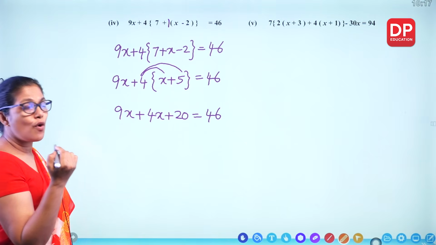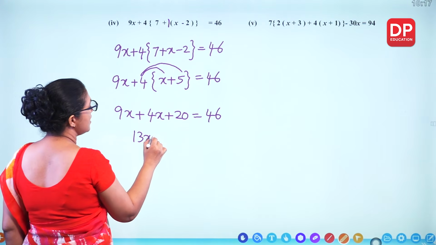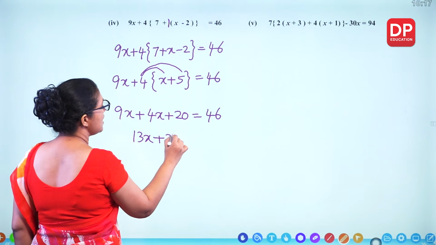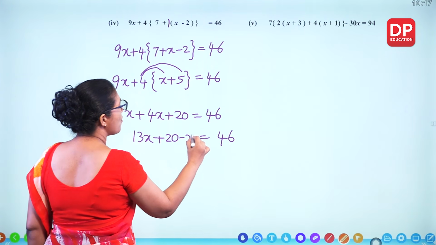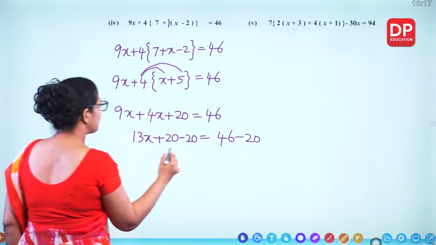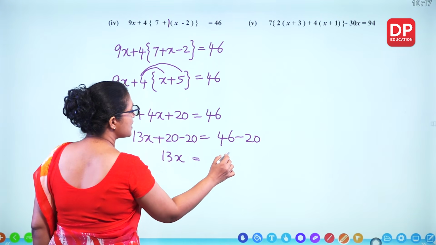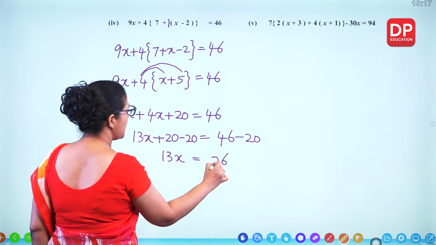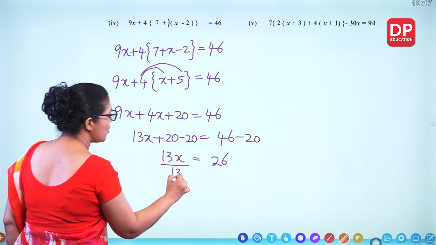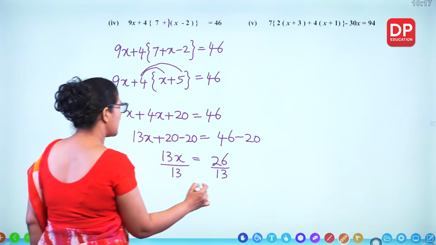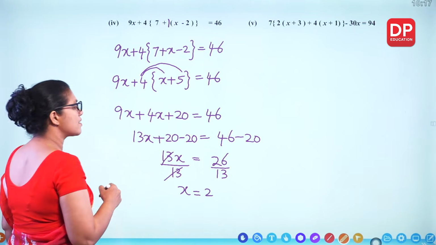Simplify 9 plus 4, 13x. So 13x plus 20 equals 46. Subtract 20 from both sides. 13x equals 26. When you divide both sides by 13, you get x equals 2. 26 over 13.